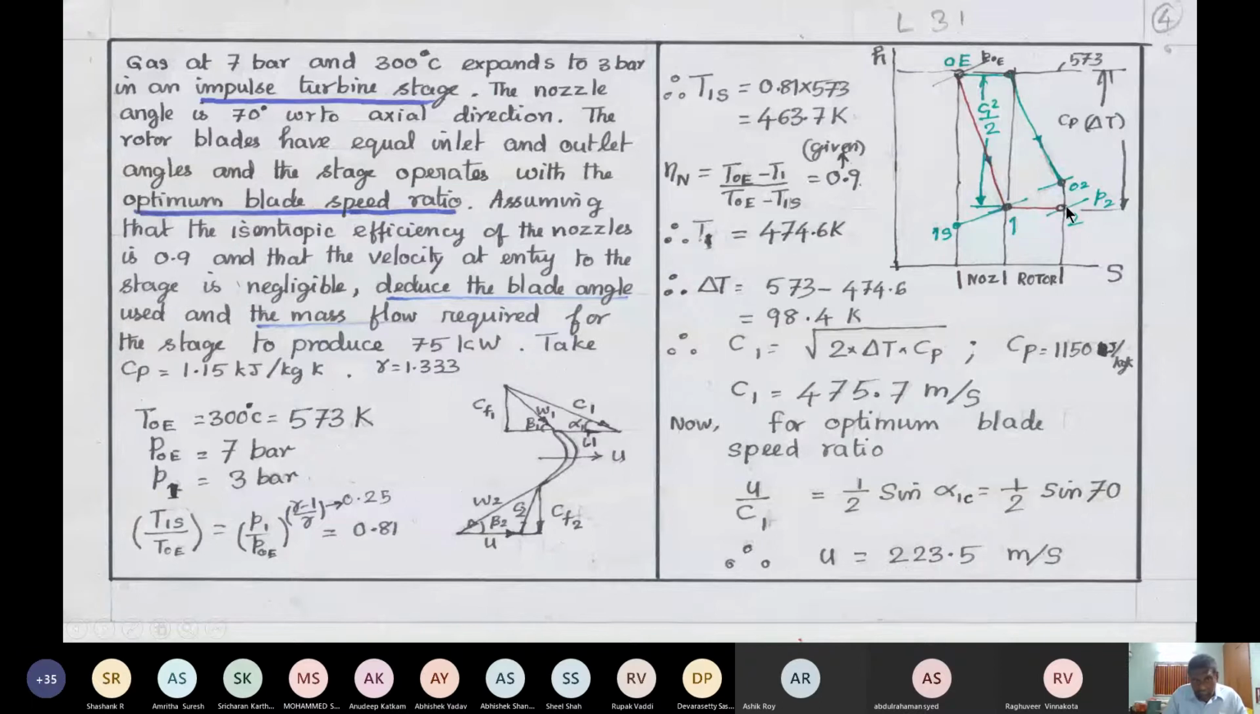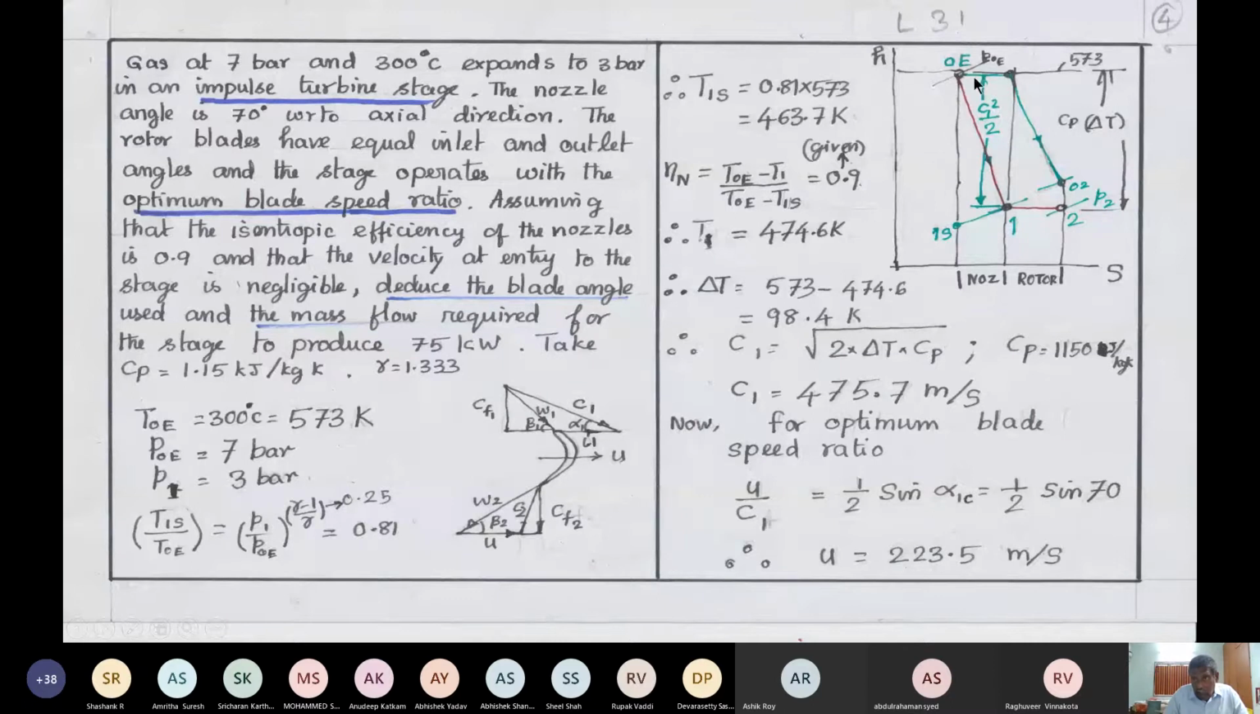So please note it. I may not be able to tell you later, and you might get a question on that. Coming back here, we find out the temperature at 1s. That is how I get 1s: I extend 1 with a constant pressure line. That cuts the initial entropy line, and that point is 1s. 1s is a little lower than 1. That means the temperature here is a little less.